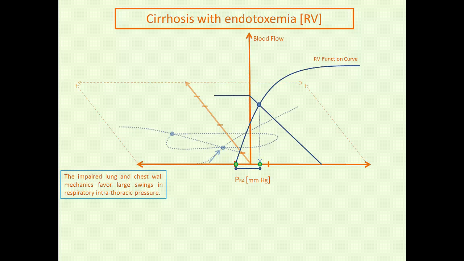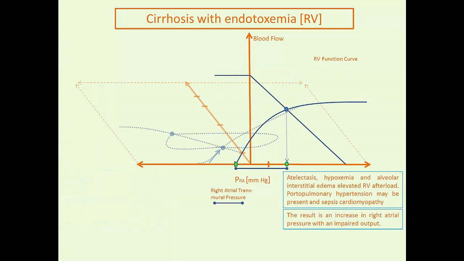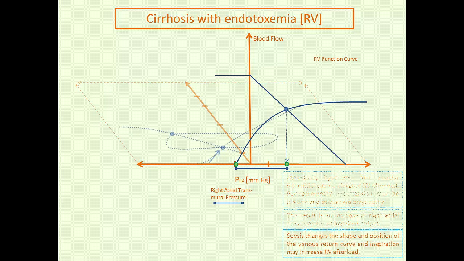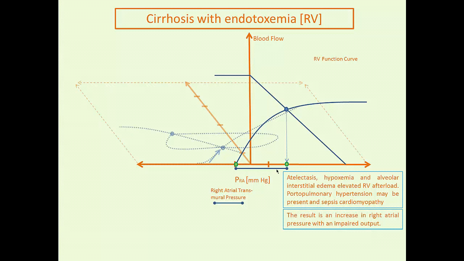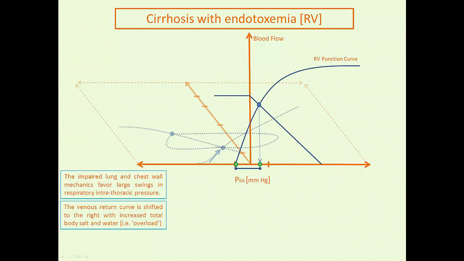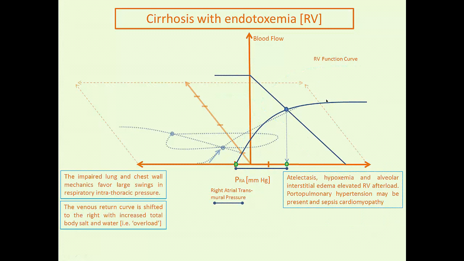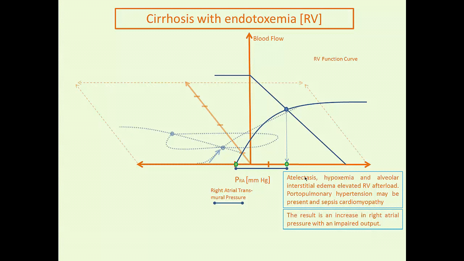Let's just superimpose. This is the normal venous return and right ventricular function. But this is cirrhotic endotoxemia, as I'm going through stepwise here. This is, as we talked about, the right ventricular cardiac function curve, from normal to here. The right ventricular cardiac function curve is shifted down and to the right from all those problems that I talked about on the previous slides: atelectasis, hypoxemia, portopulmonary hypertension. If your wedge is high, that can increase your right ventricular afterload as well.